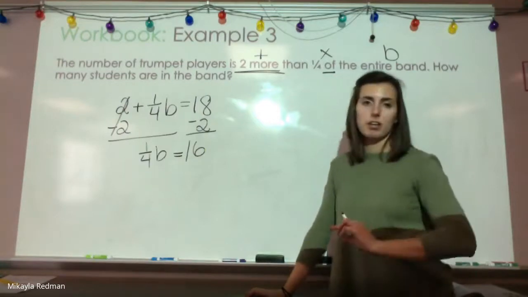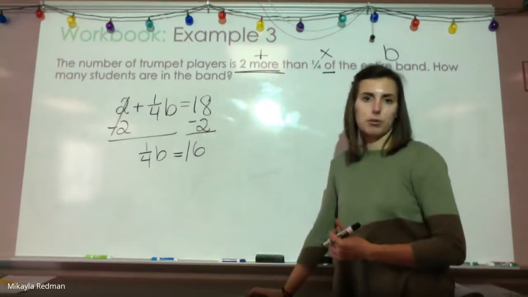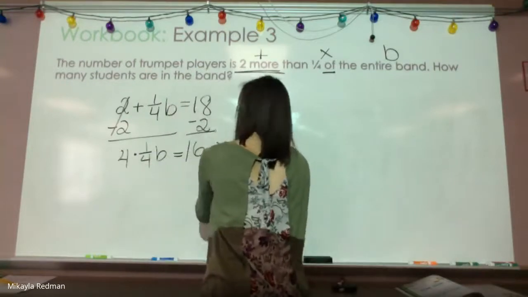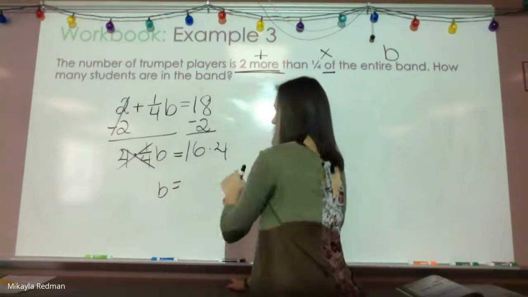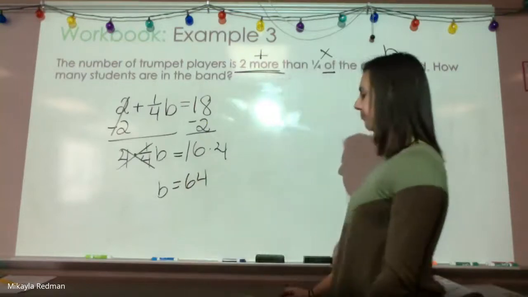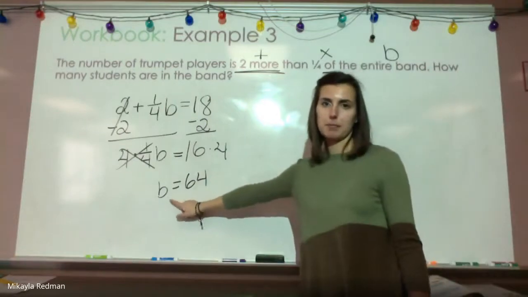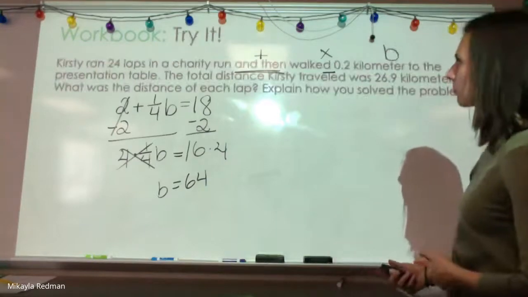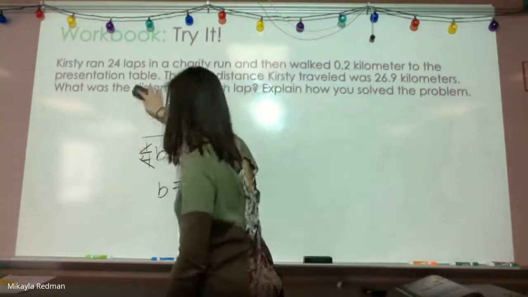Dividing by 1/4, in order to divide by a fraction, you have to multiply by the reciprocal. The reciprocal of a fourth is 4. So multiply by 4. That just gives you 1B. 16 times 4, you get 64. So there's 64 people in the band. B, the number of people in the band is 64. All right, try it.